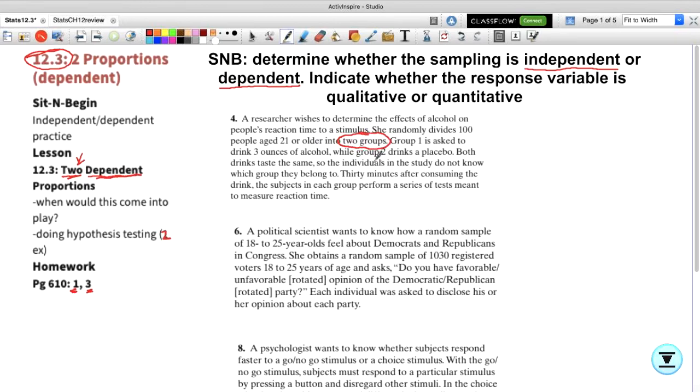So we see there's two groups. Does the second group depend on the makeup of the first group? That's how we would determine independent or dependent. And the answer is no. They're two separate groups. People were randomly selected to put in each of those groups. So this would be an example of an independent sampling strategy, okay? Then we're going to look at the outcome. So what they're doing is they're measuring reaction time. They're measuring the amount of time. That means that we're dealing with an amount of something. We're dealing with a quantity, so it's quantitative.